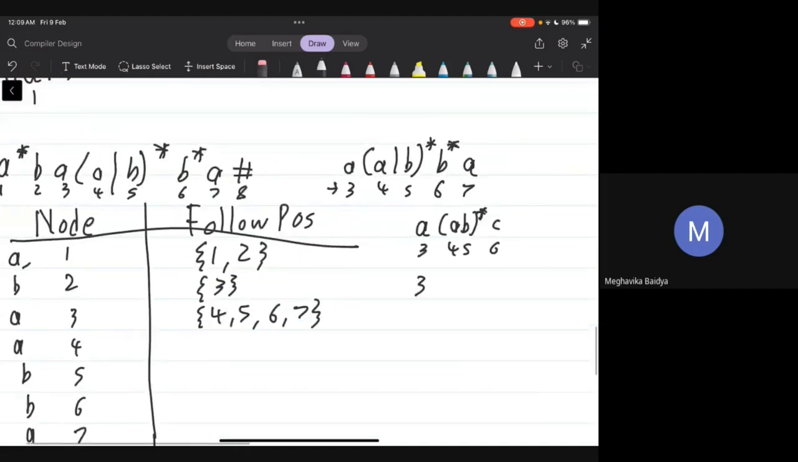So for 3, it can be followed by 4. 3 cannot be followed by 3 itself. But 3 cannot be followed by 5 because it has to be consecutive, right? Yeah, 3 then 5 cannot come directly. It has to go through 4. So the follow of this 3 would be 4, and in case AB doesn't come, it will be 6.